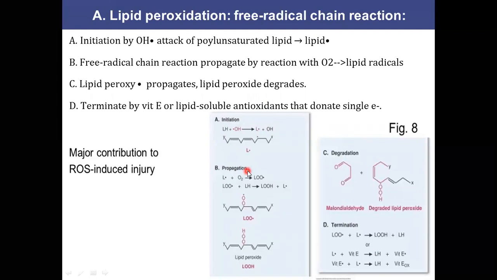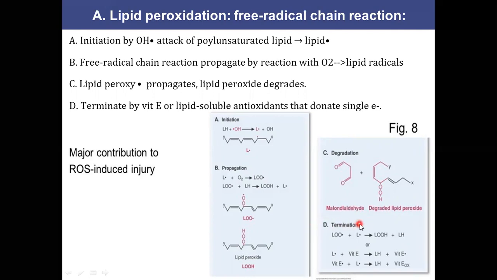The propagation of the chain reaction happens when the free lipid radical interacts with oxygen to form the lipid peroxy radical, which is then reduced to form the lipid peroxide. The third step is the degradation, in which there is a rearrangement of the electron in the lipid peroxide, which can result in the degradation of the lipid, forming two molecules, malonaldehyde and the degraded lipid peroxide. The malonaldehyde is a blood-soluble molecule, which is usually used as a marker for reactive oxygen species injury.